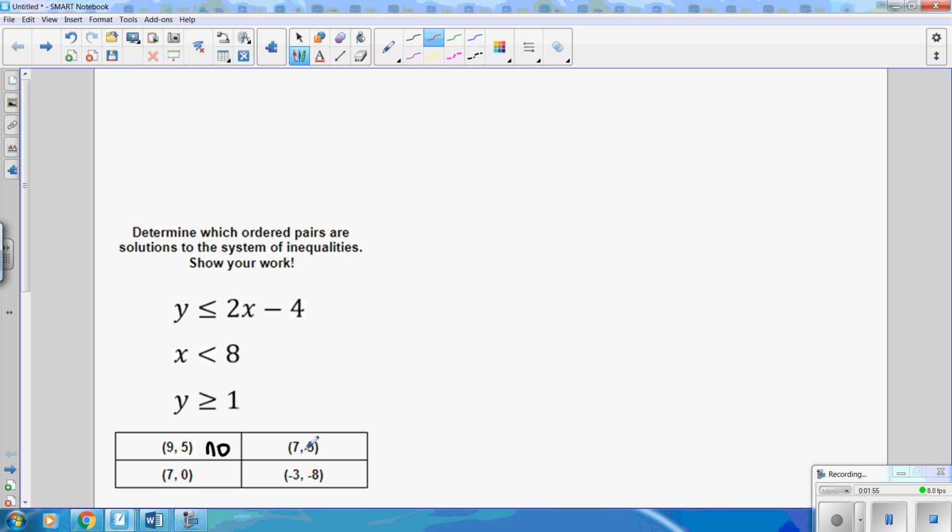Okay, now let's check 7, 5 here. We're going to plug 5 in for y. So let me write it over here: 5 less than or equal to 2, and then parentheses, and then in for x, we are plugging in 7. And then you have minus 4. Okay, so now 5 less than or equal to 2 times 7 is 14, and then minus 4. 5 is less than or equal to, this is going to be 10. Is 5 less than 10? I would say yes, it is, so it works here.